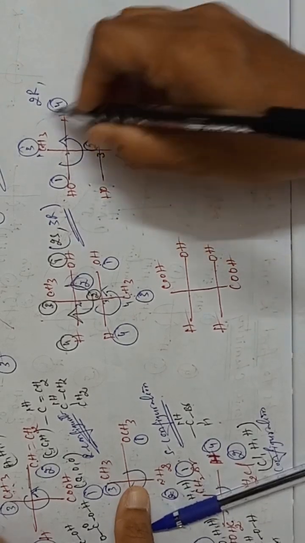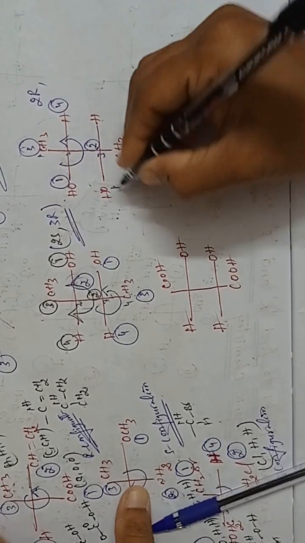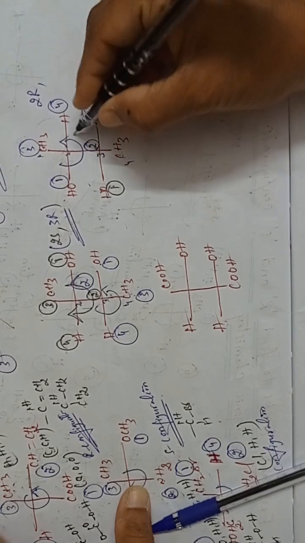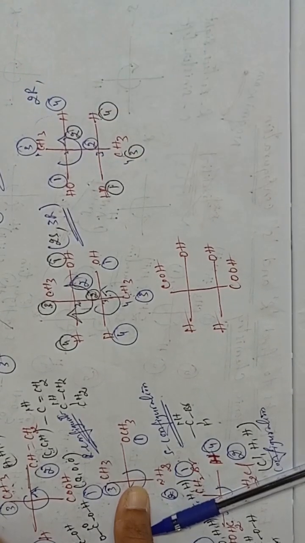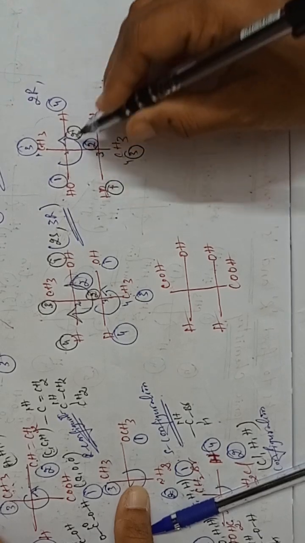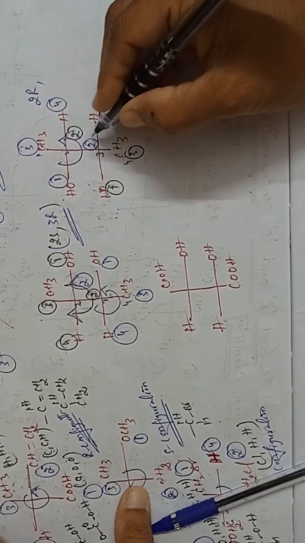Oxygen, carbon, larger group carbon, hydrogen. First priority this oxygen. Second priority this larger group carbon. Third priority this one. Fourth priority here. 1, 2, 3. It is which direction?